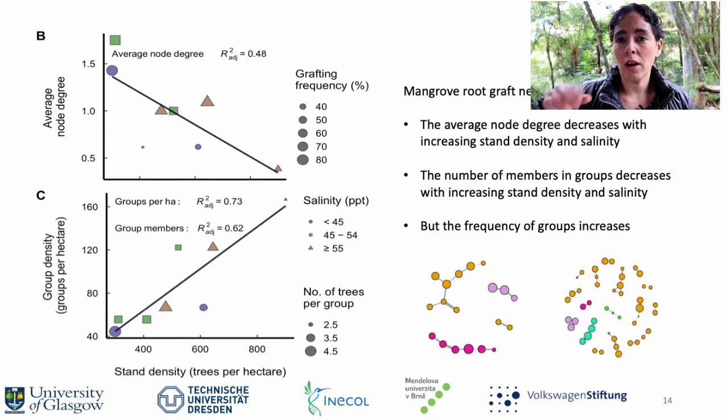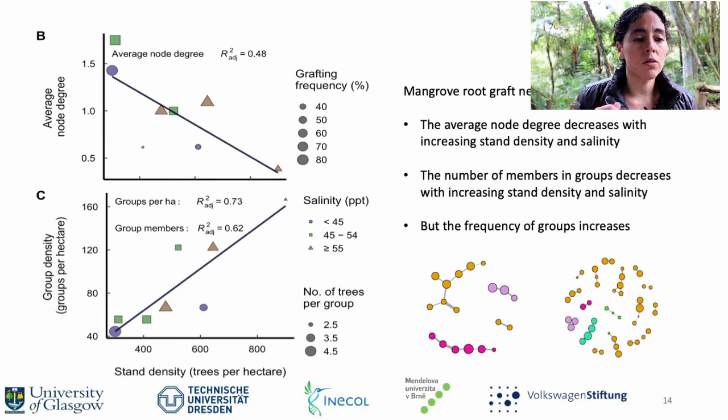What is quite interesting is that the properties of the networks are changing with increasing environmental stress. So remember, I was telling you node degree is the number of trees a given tree might be connected to. If we average the node degree of each member within a network, we have the average node degree, right?